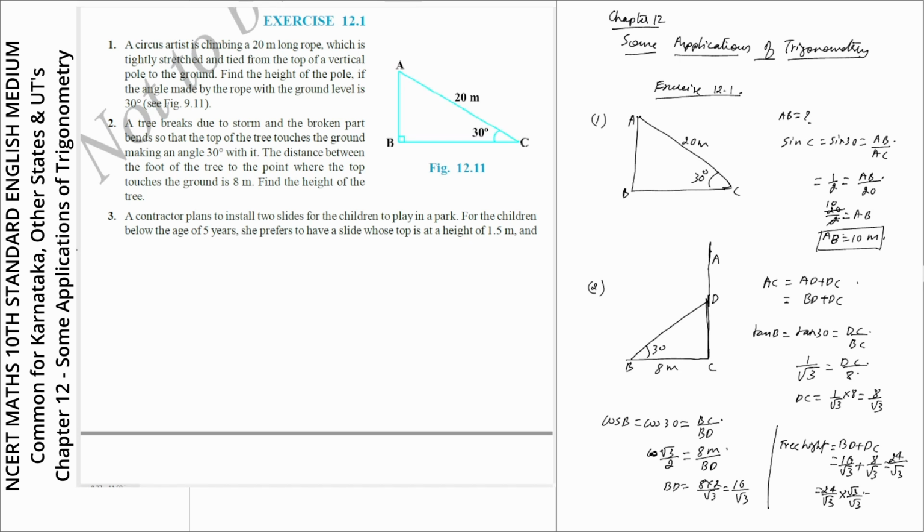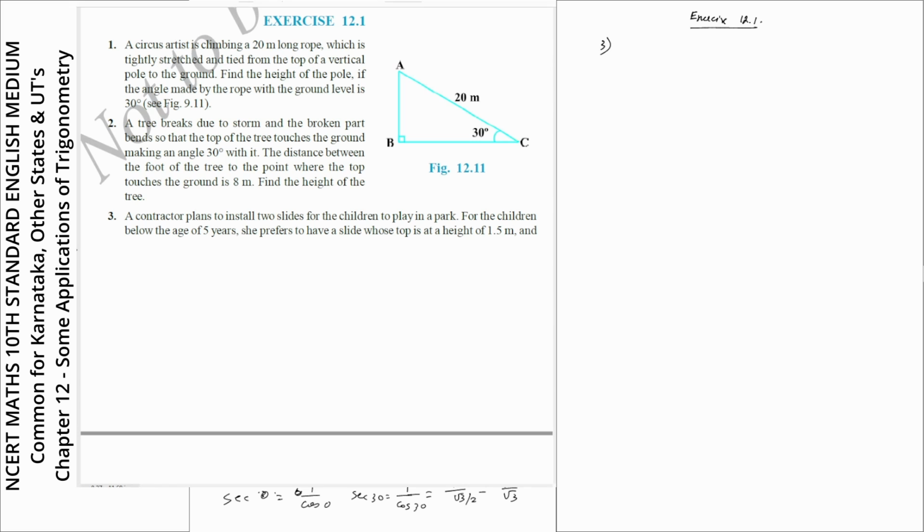So I'll get 24 root 3. Root 3 into root 3 is just 3. So 3 1s are 3, 3 8s are 24. So the answer is 8 root 3. 8 root 3 meters is the answer.